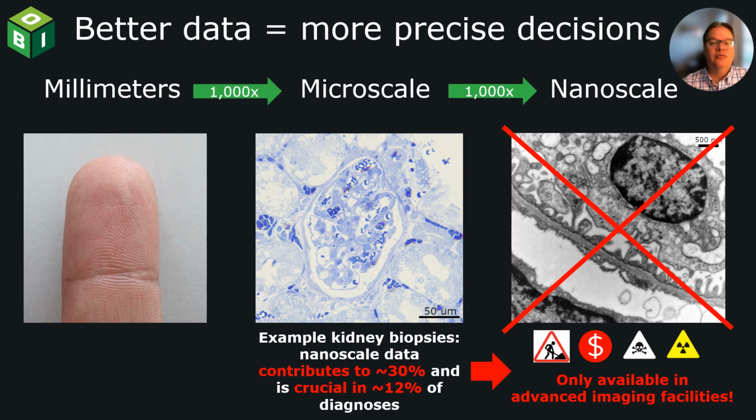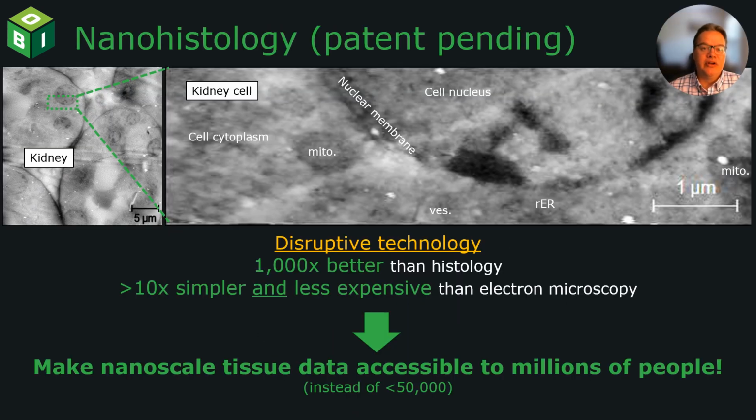Even though we know that this nanoscale data significantly contributes to reaching a correct diagnosis, and sometimes even is critical to do so. And this also happens in research, it also happens in drug development, and it happens with many other diseases as well. I'm Chris Busser, and I founded BioCubic to develop nanohistology as an add-on to traditional histology that uses atomic force microscopes to deliver the nanoscale imaging data.